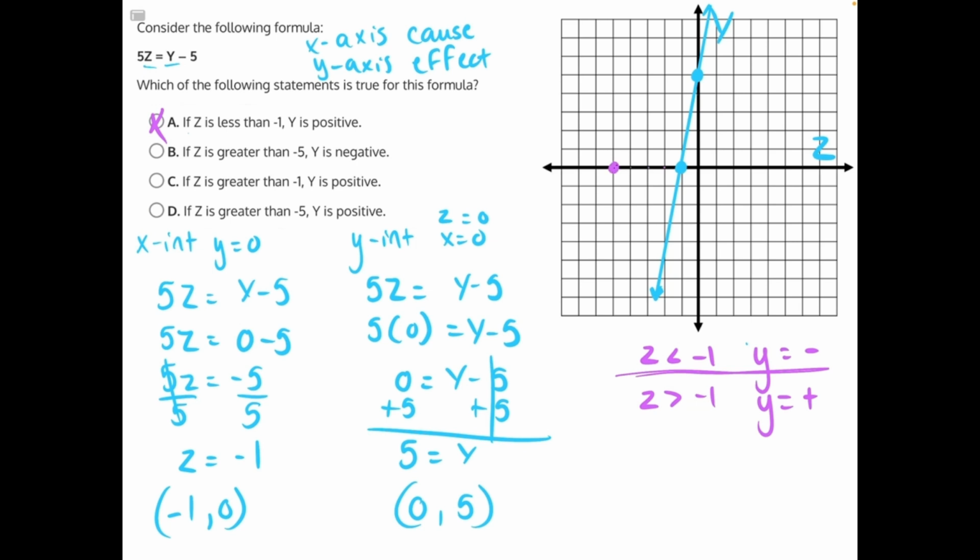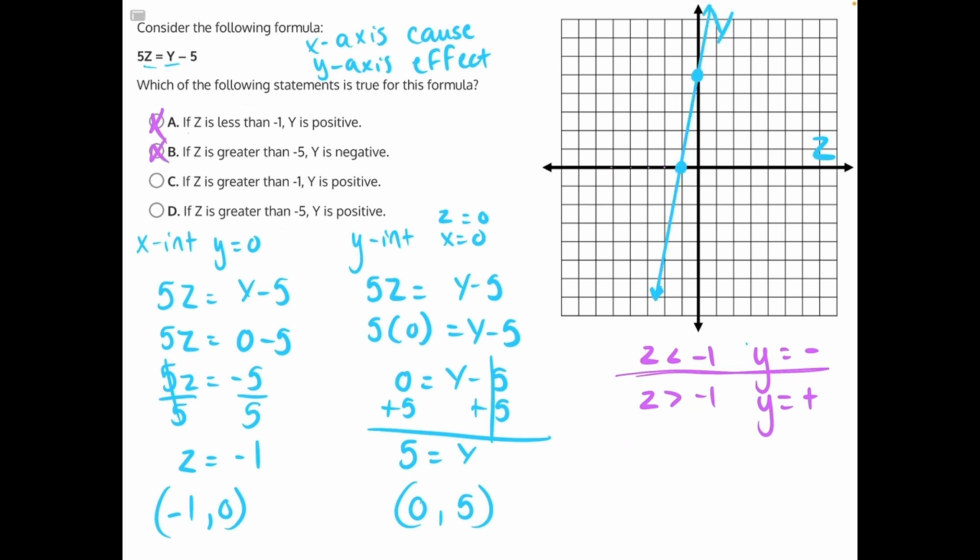B says if z is greater than negative 5, which would be 2, 3, 4, 5 out here, everything greater than negative 5, y is negative. That's true for a time. Negative 5 would probably be way down here on the graph if the graph extended out into infinity. And if we went greater than negative 5, all of this would be negative, but then greater than negative 5 also includes all of these values, which are positive, and that makes answer choice B incorrect.